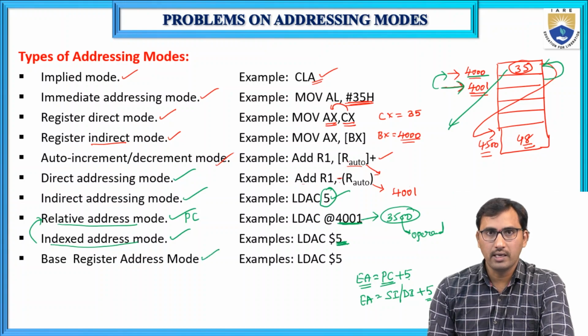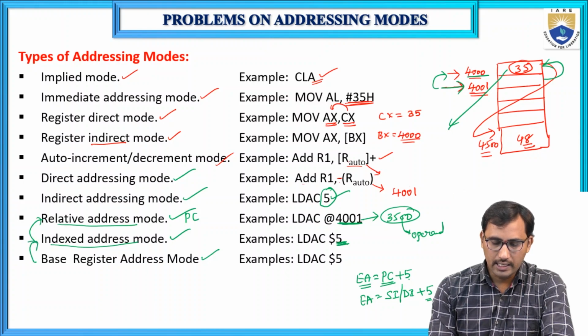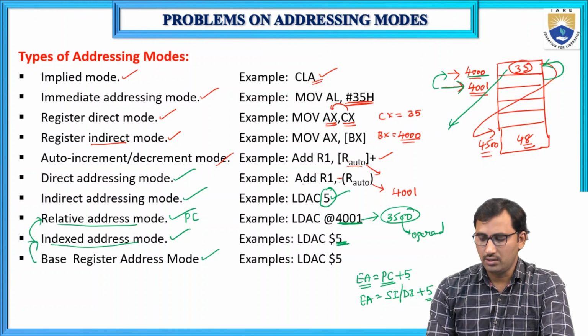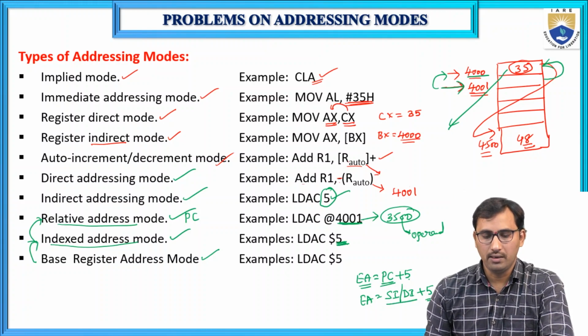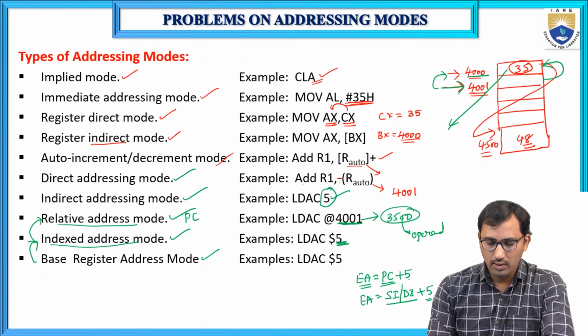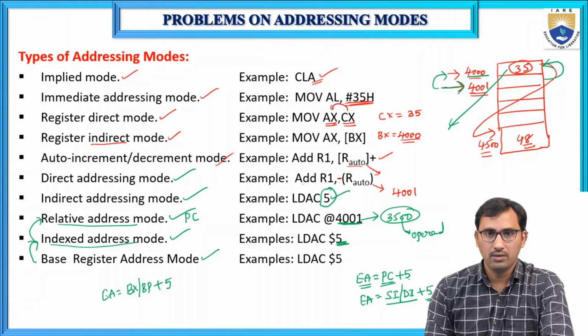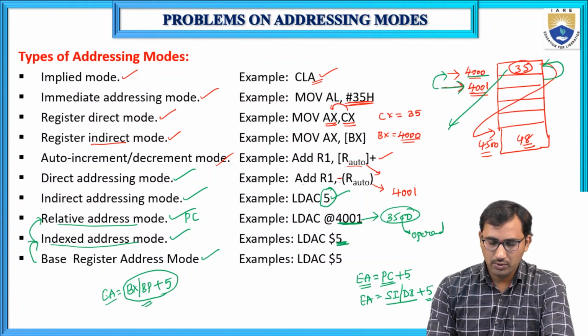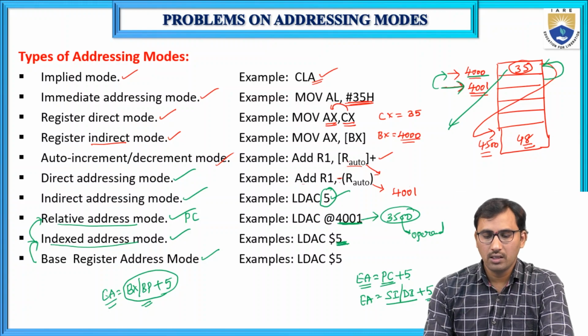Next, base register addressing mode. It is also similar to the index addressing mode, except for the register. In index addressing mode, we are using the registers SI or DI. But in the base register addressing mode, we are adding the content of the base register BX or BP plus the address specified in the instruction. After adding, we will get some address. That will be the effective address of the operand. So these are the various types of addressing modes.